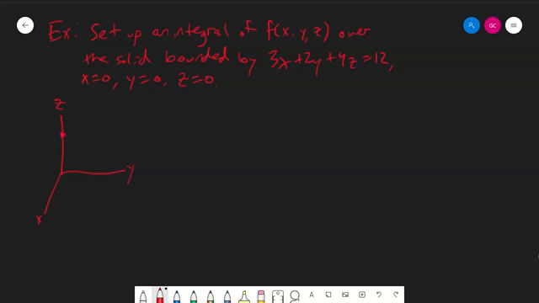I'm not going to fuss on the scale too much here. I'll just label the points. So the z-intercept is 3, the y-intercept is going to be 6, and the x-intercept is going to be 4. And again, I found those by, in each case, setting two of the variables equal to 0 and finding the value of the third one.